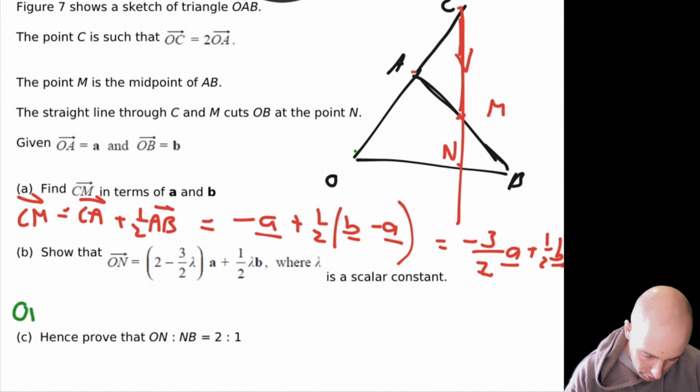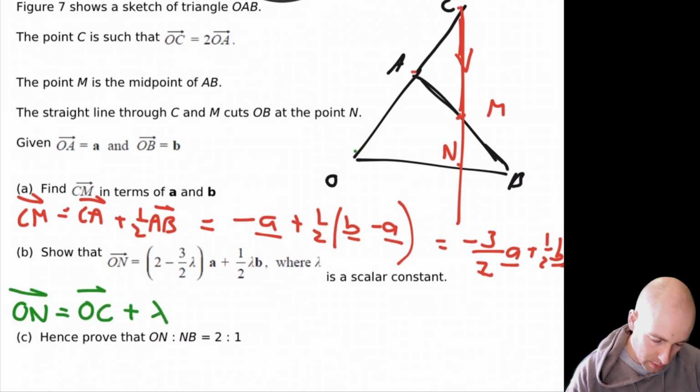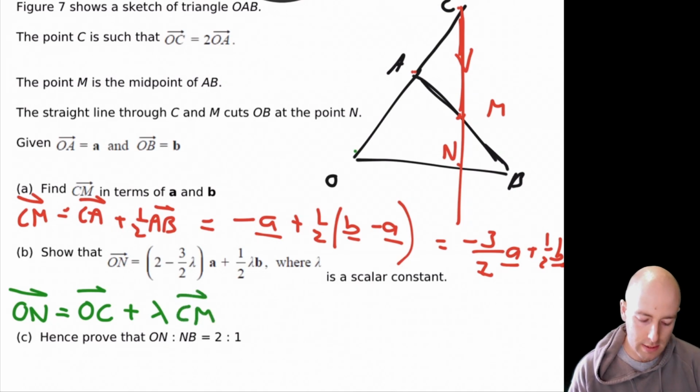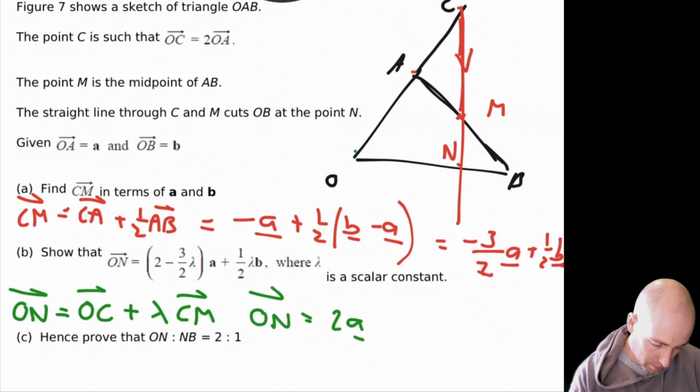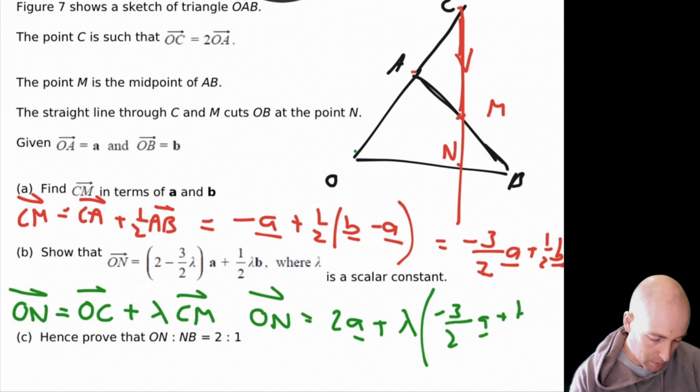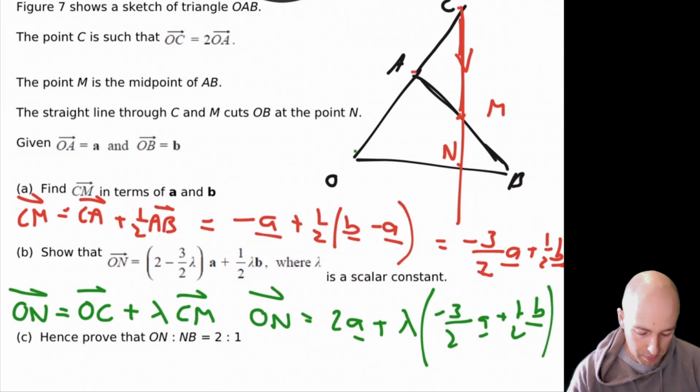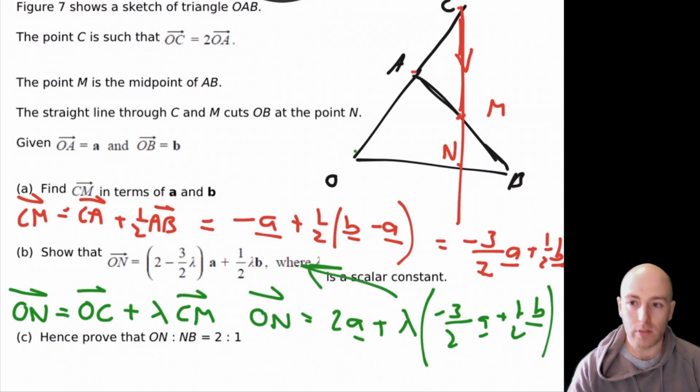So O to N equals O to C plus lambda C to M, because C to N is on the same line as C to M. So we know OC is 2A, so ON is 2A plus lambda CM, and CM is minus 3 over 2 A plus half B. If we simplify that, we end up with what they're after. Okay, hence prove that ON to NB is in the 2 to 1 ratio.